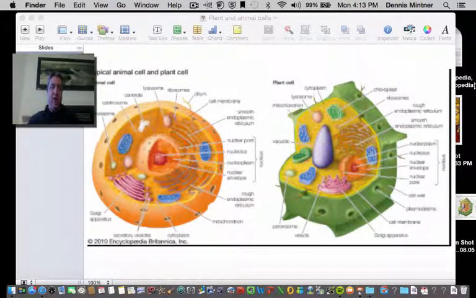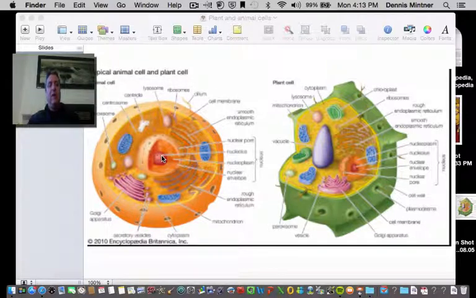I'm going to do a quick video on the parts of the cell. What we have pictured here are plant cells. This is a plant cell right here, and this is an animal cell over here on the side. A lot of the things between the two cells are very similar. I'll go through the parts, and then I will talk about the differences between the two when we're done.